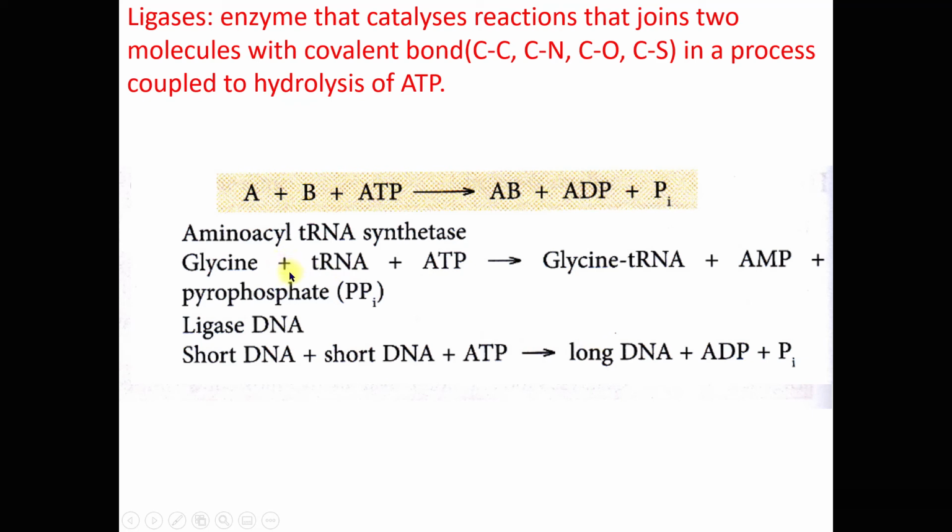Now, another enzyme that is grouped in the ligase is amino acid tRNA synthetase, which you already came across earlier, in chapter 2, if I recall. So amino acid tRNA synthetase catalyzes the formation of glycine tRNA with AMP and pyrophosphate from glycine, tRNA, and ATP.